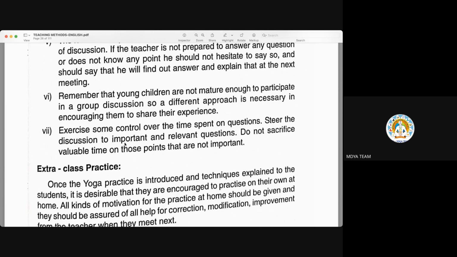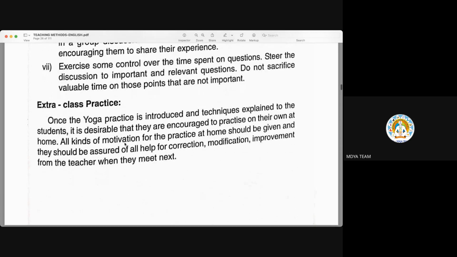They can share in a few lines what they know about that topic. It's not that they have to speak for 5 minutes or 3 minutes. They can share their views or whatever they know, their knowledge, in a few lines also. But you have to encourage them and exercise some control over the time spent on question and discussion, limiting it to important and relevant questions. Okay, and do not sacrifice valuable time on those points which are not important.